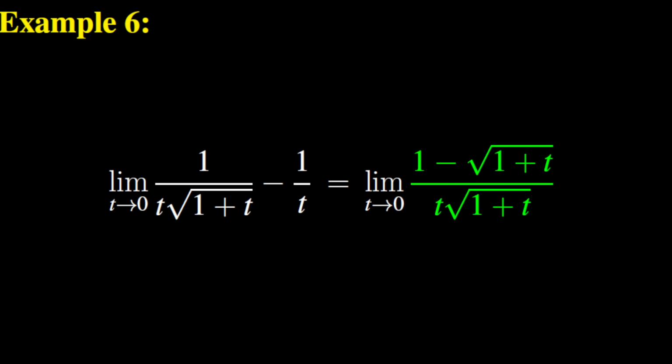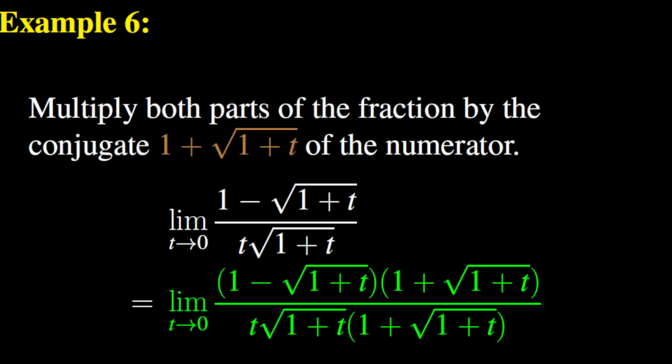We start our analysis by reducing the fractions to the same denominator. This is done by multiplying both the numerator and denominator of the second fraction by the square root of 1 plus t. In order to simplify the expression, we multiply both parts of the fraction by the conjugate of the numerator, which is 1 plus square root of 1 plus t. Thus the new expression is 1 minus square root of 1 plus t times 1 plus square root of 1 plus t divided by t times square root of 1 plus t times 1 plus square root of 1 plus t.